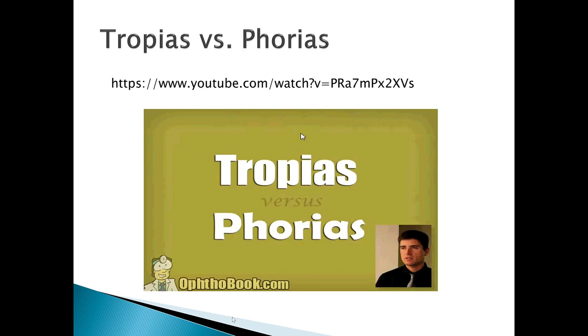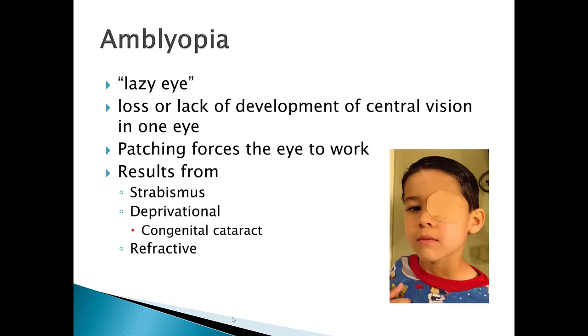Okay, I hope that video was very informative and it helps delineate tropias and phorias for you and helps explain strabismus just a little bit more. So if a child has strabismus and it's not corrected, then they can develop a condition called lazy eye or amblyopia. And basically, amblyopia is really a loss or lack of development in central vision in one of the eyes.